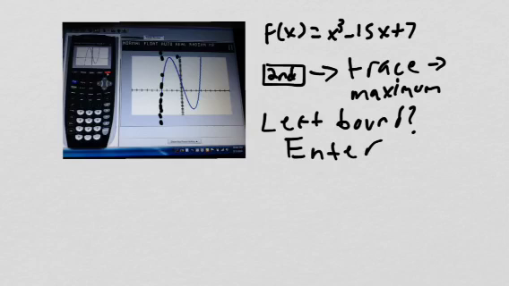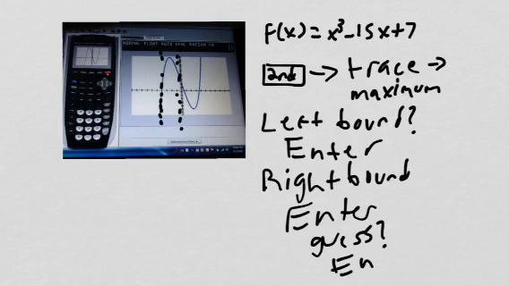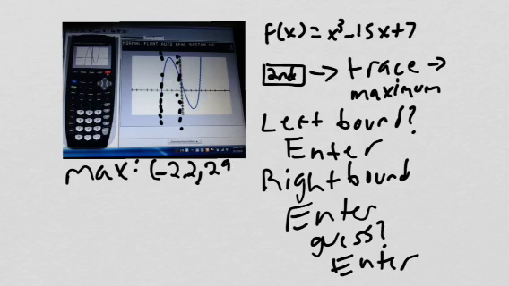Okay, another line should pop up, and now what's happening is the calculator is going to look for a maximum somewhere in this window, and you know it's right there. Okay, so it says guess, and you hit enter, and then it tells you that the maximum occurs at negative 2.2, and then at 29.36. Okay, so there's the max.